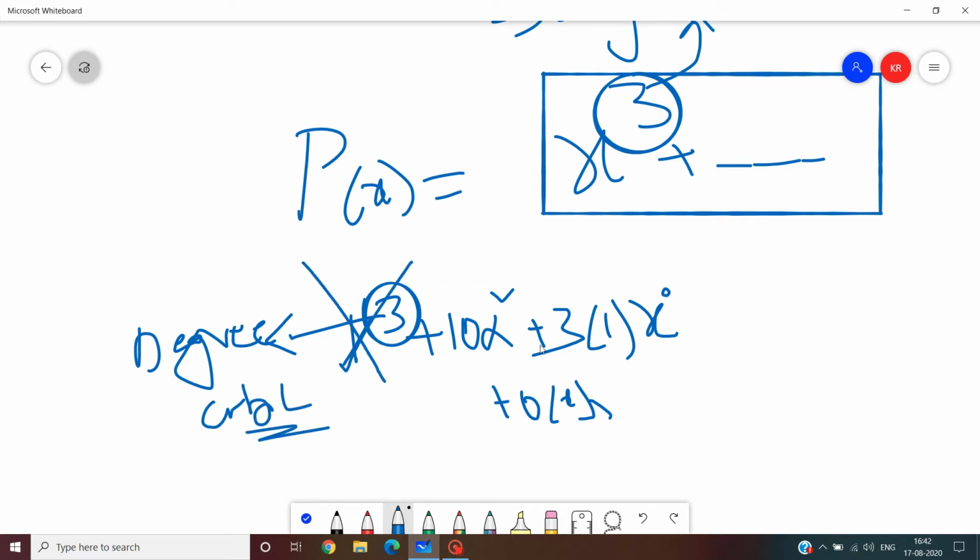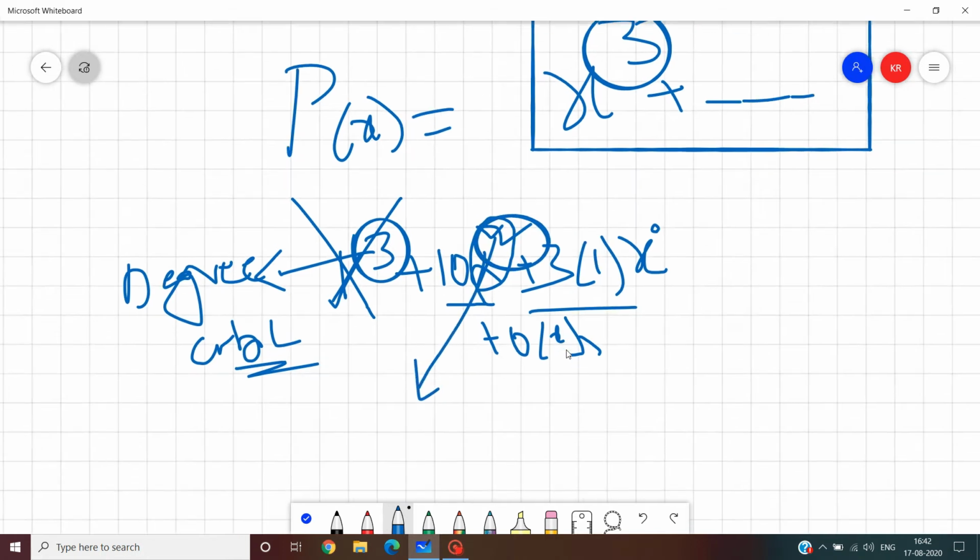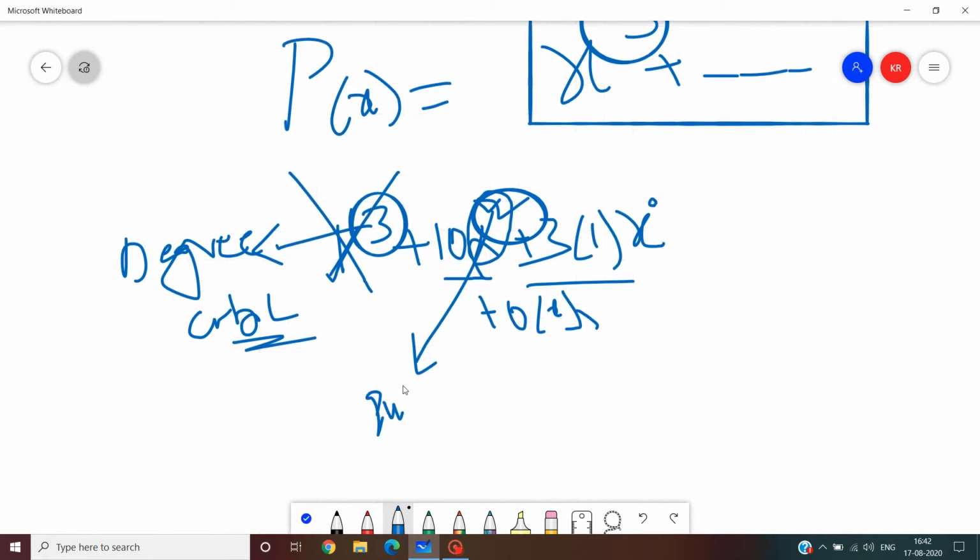If I am not having x cube, and I only have 10x square plus 3, it has a highest power of x square, right? So it has a highest power of 2, right? So when my degree is 2, it is called a quadratic equation.